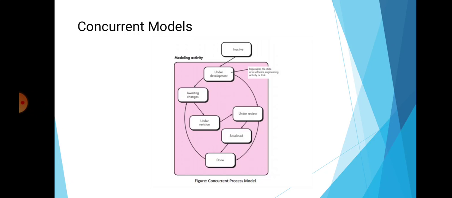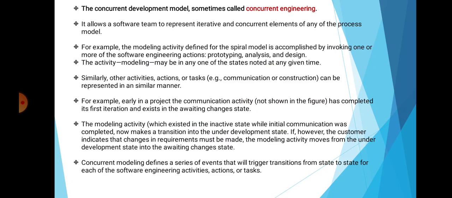Then second is under development, which represents the state of a software engineering activity or task. Then awaiting changes, under revision, under review, baselined and done. This concurrent process model allows a software team to represent iterative and concurrent elements of any of the process models. The modeling activity may be in one of the states noted at any given time. Similarly, other activities, actions or tasks, for example communication or construction, can be represented in an analogous manner.